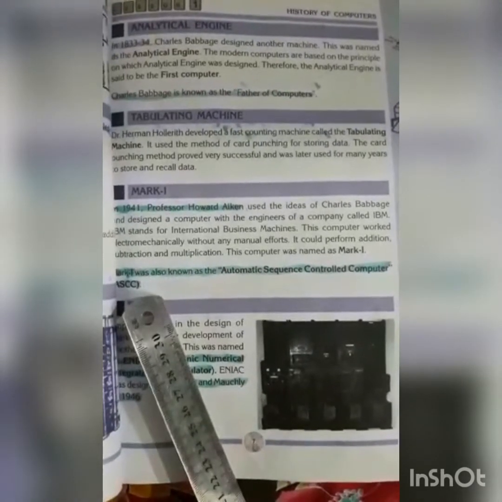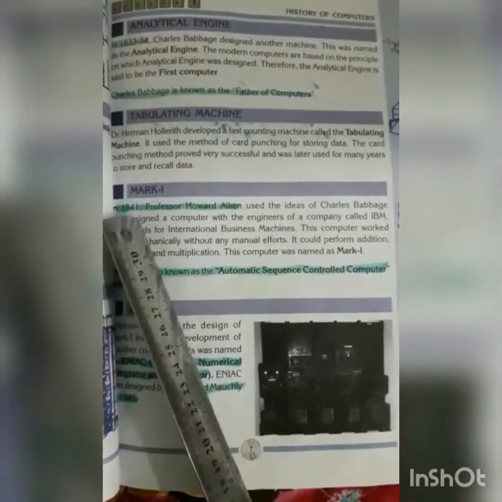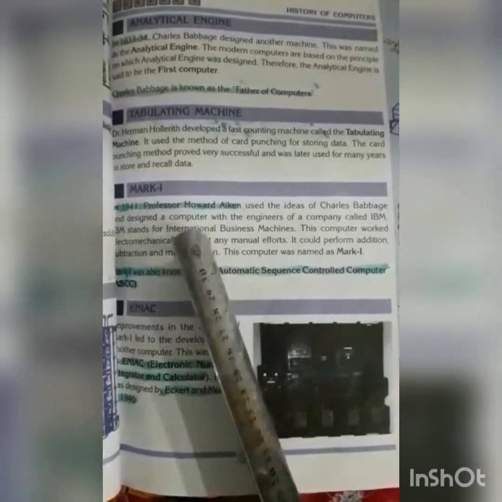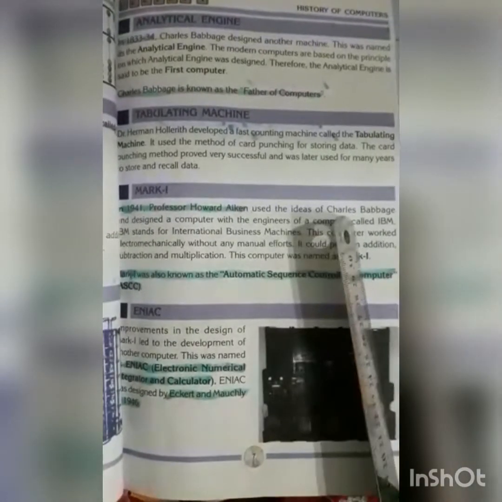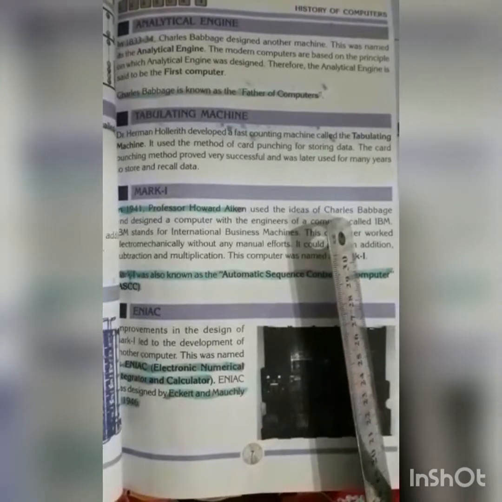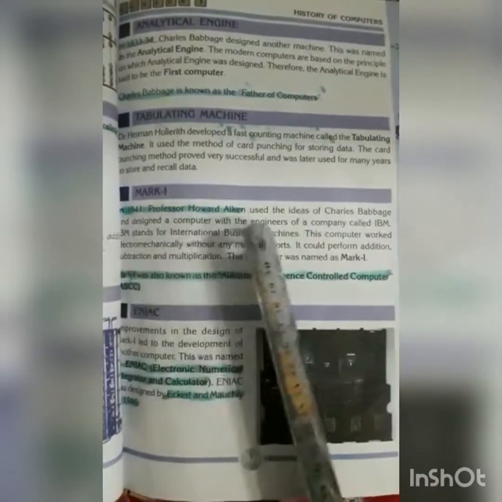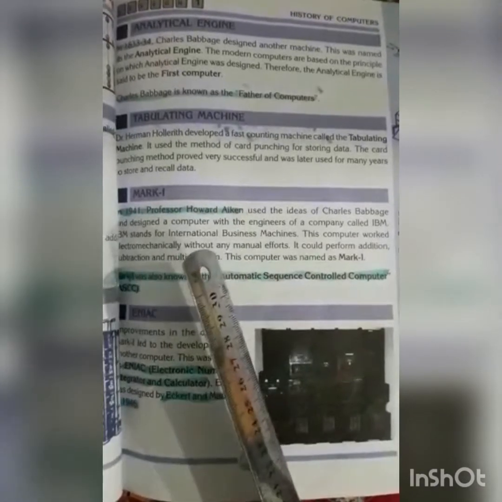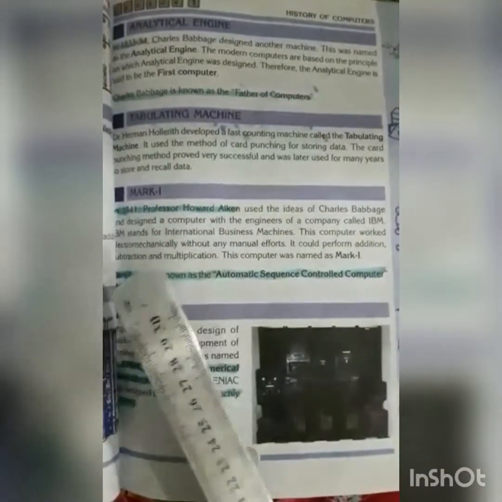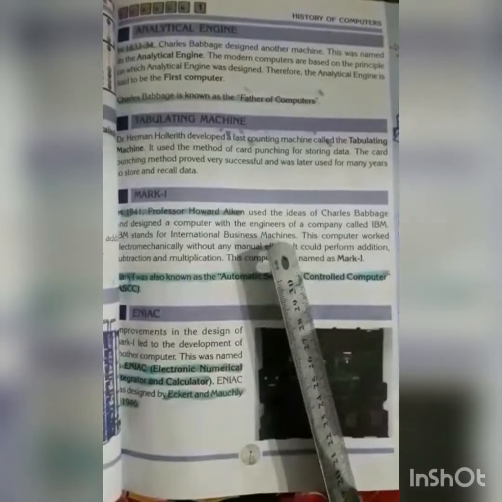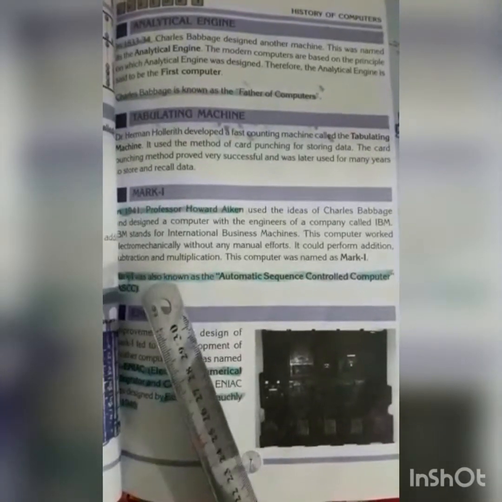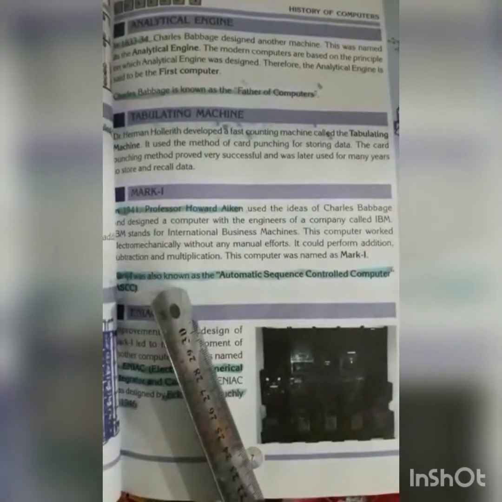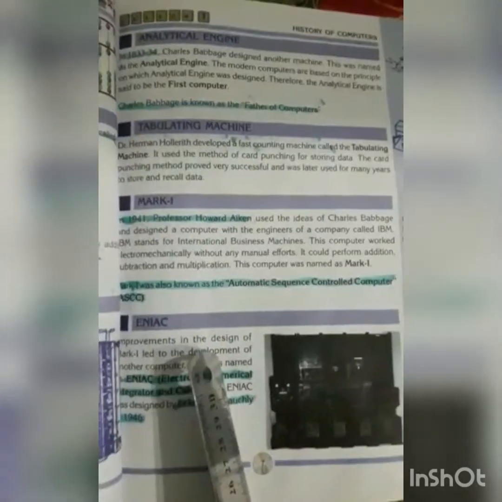So, dear student, another machine was developed in 1941 by Professor Howard Aiken. Howard Aiken followed or used the ideas of Charles Babbage of developing machines. He designed the computer with the contribution of engineers of a company called IBM. IBM stands for International Business Machines. Mark I worked electromechanically. It means without any human efforts or manual efforts you can work on it. It is able to perform addition, subtraction, and multiplication. It is also known as Automatic Sequence Controlled Computer.